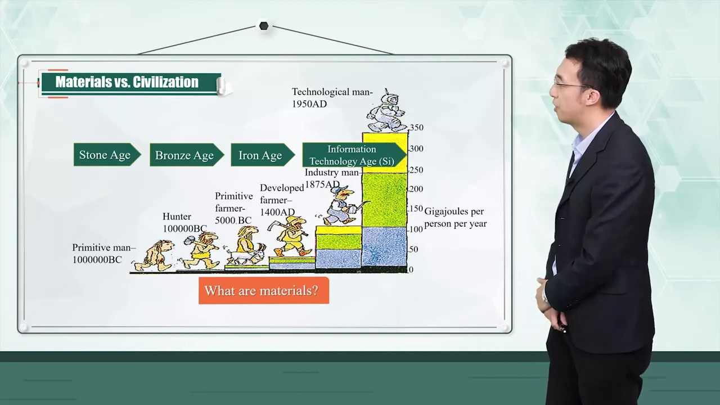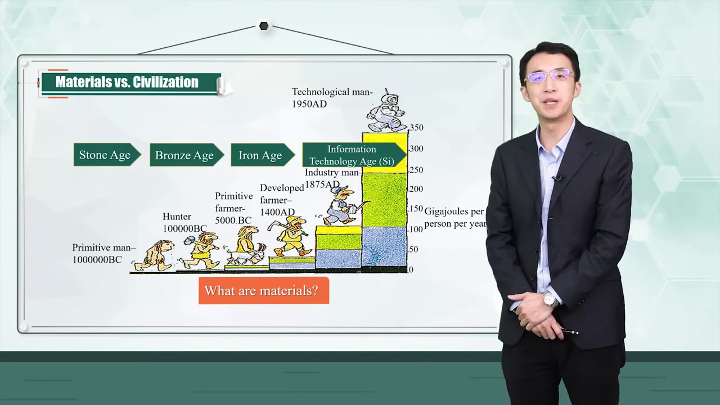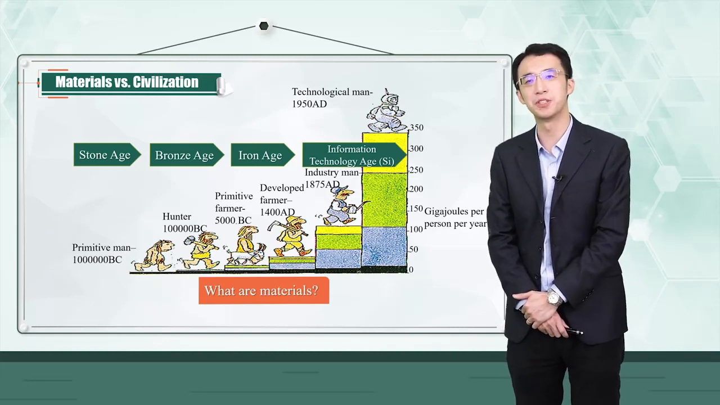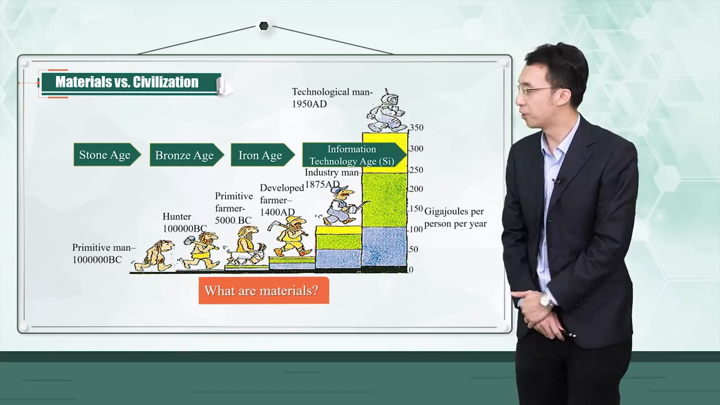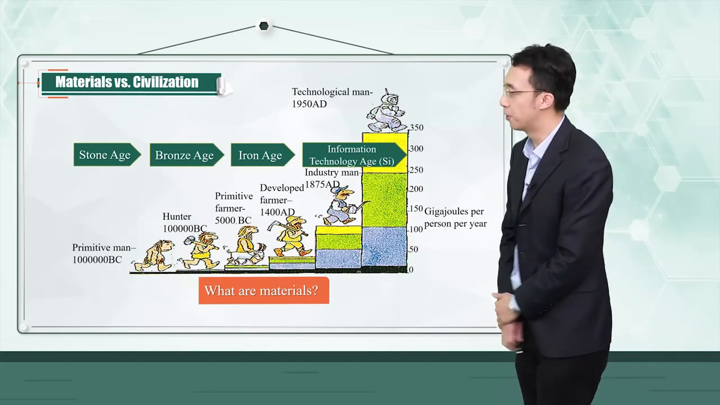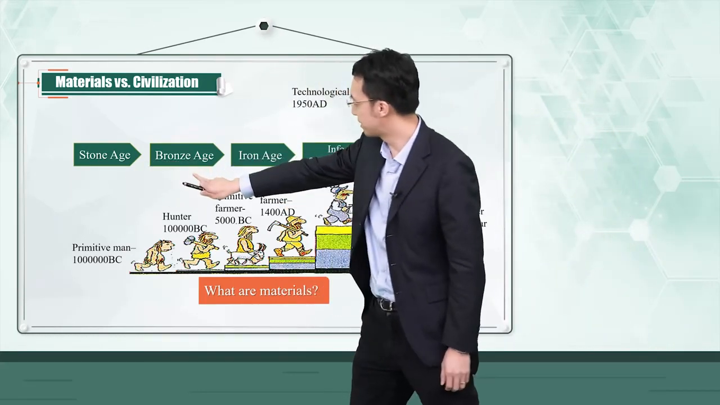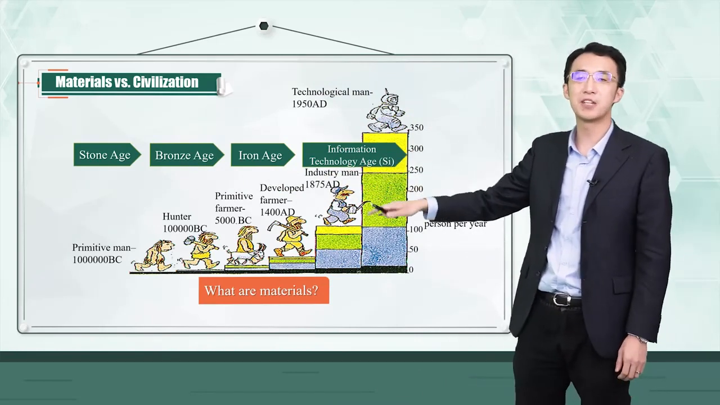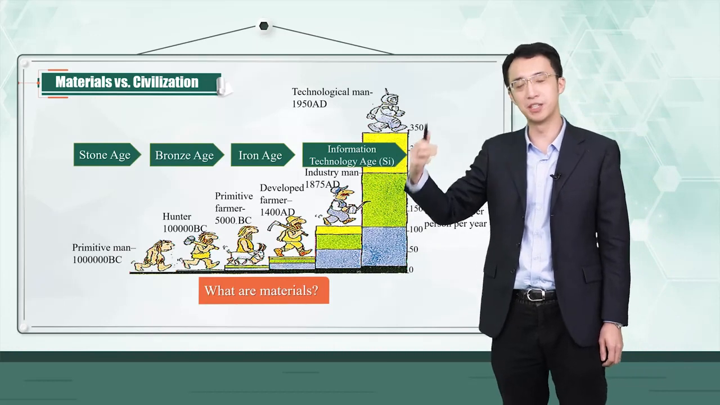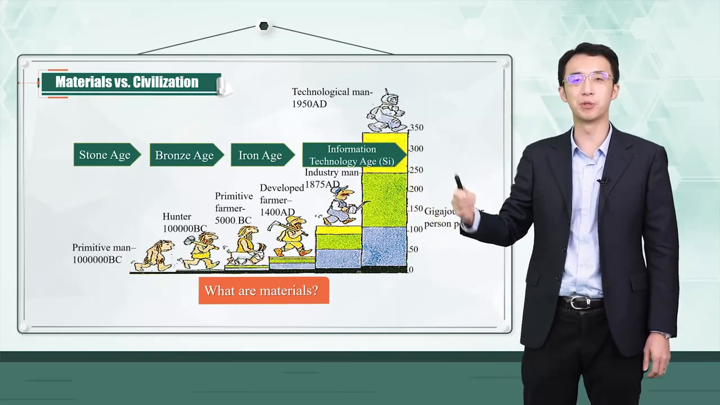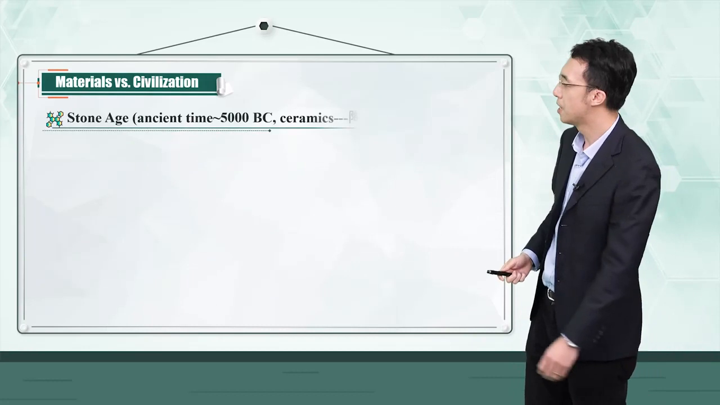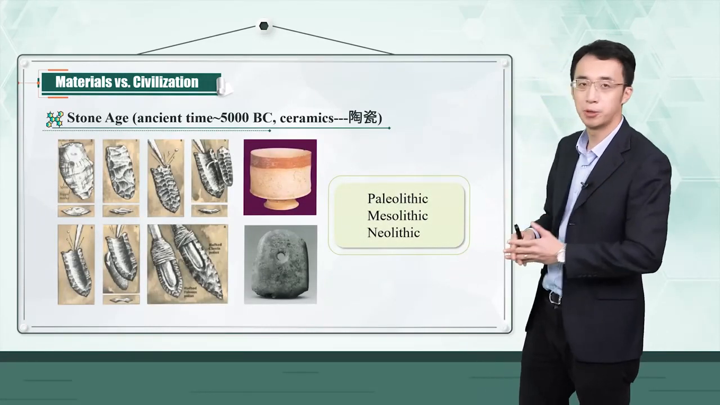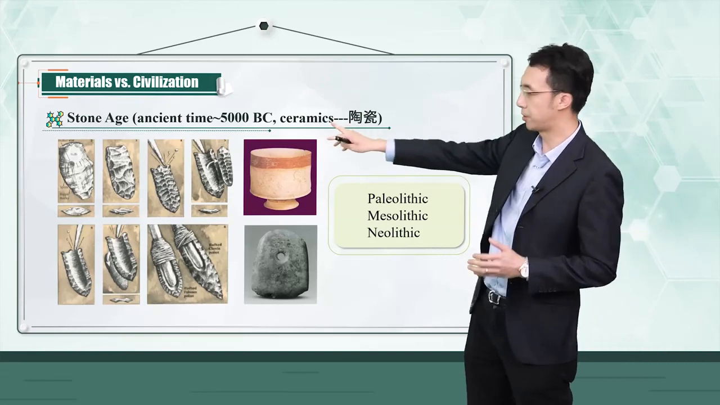So maybe a lot of you have already noticed that human civilization is characterized by the material that people use in a certain period of history. For example, you must have heard the words Stone Age, Bronze Age, Iron Age, and Information Technology Age. They actually correspond to different mainstream materials that people used in that period of time. For example, in the so-called Stone Age, the main material that people used is ceramics.